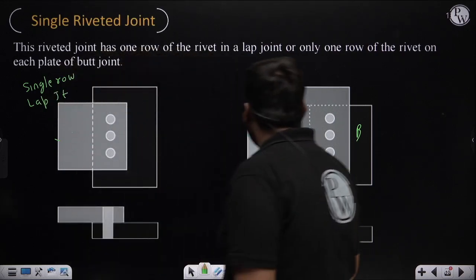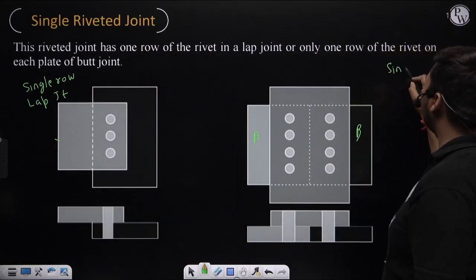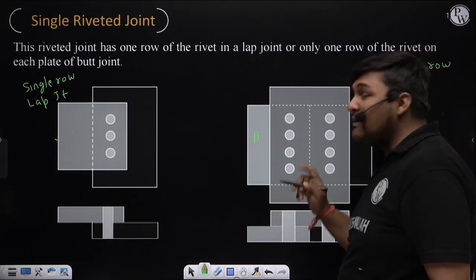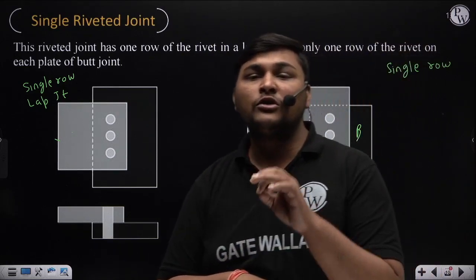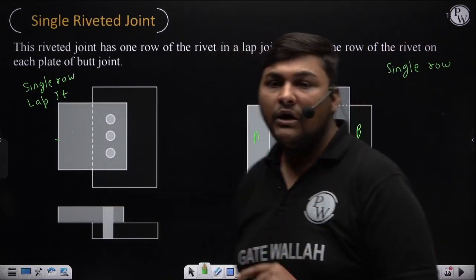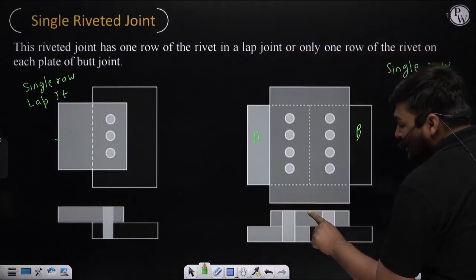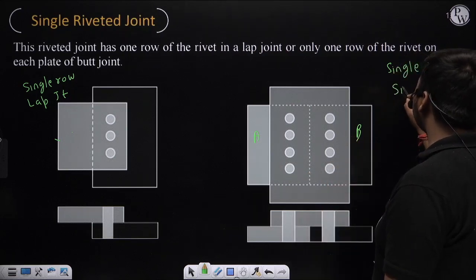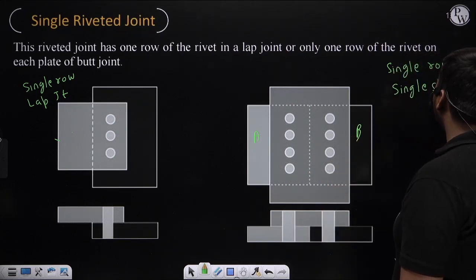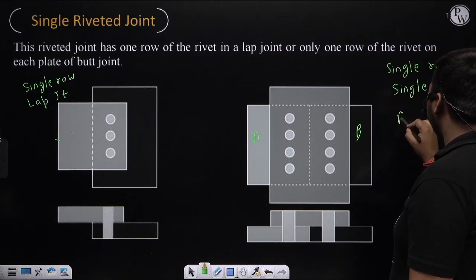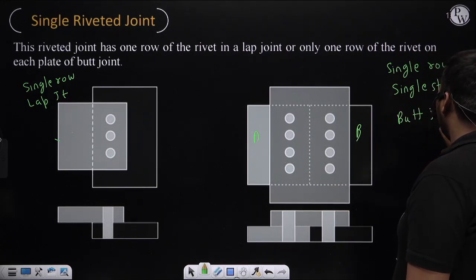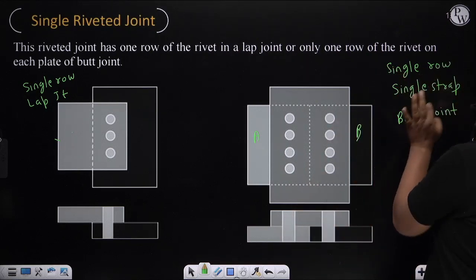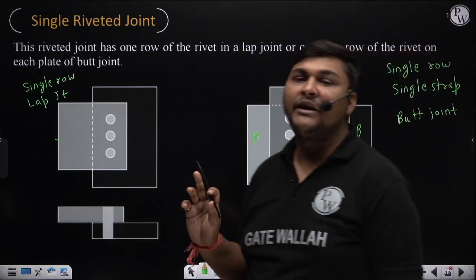Here it is again single row, because in one plate only one row of rivet is coming, so single row. Now since it is butt joint, you also need to see whether it is single strap or double strap. For that, we are using strap plate on only one side of the main plate, which means it is single strap. So it is single row, single strap butt joint. If we are using strap plate on both sides, then it will be single row, double strap butt joint. This is the complete name of this joint.